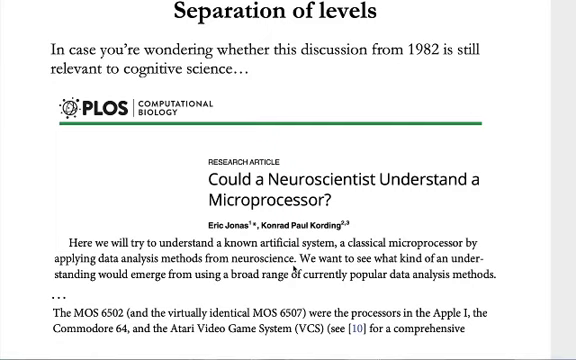And this is very much by analogy to the human brain. So here they're going to try to understand a known artificial system, a classical microprocessor, by applying data analysis methods from neuroscience. "We want to see what kind of an understanding can emerge from using a broad range of currently popular data analysis methods." So what did they choose here? They chose a classical early video game microprocessor. It's the processor from the Apple I, the Commodore 64, and the Atari video game system.